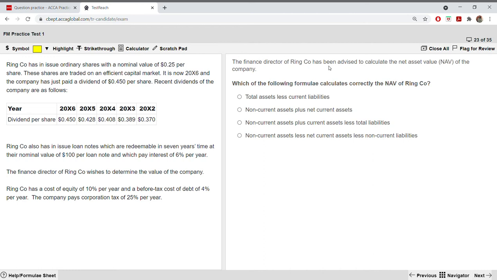The finance director of Ring has decided to calculate the net asset value of the company. Highlight it.